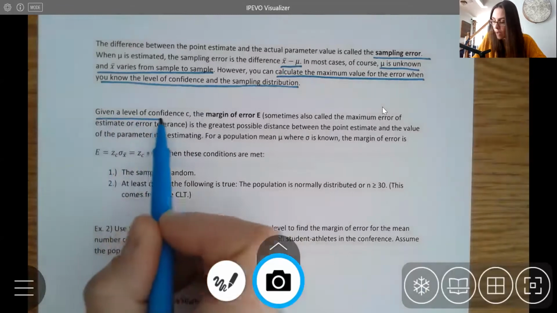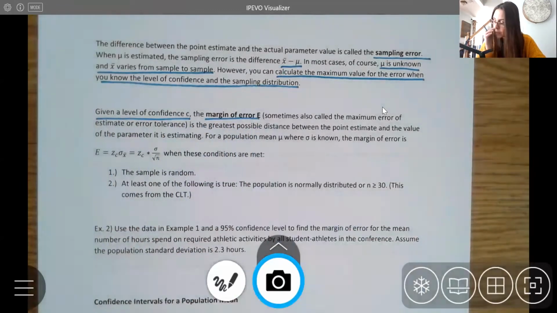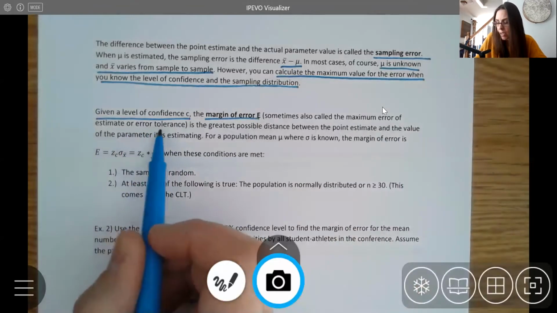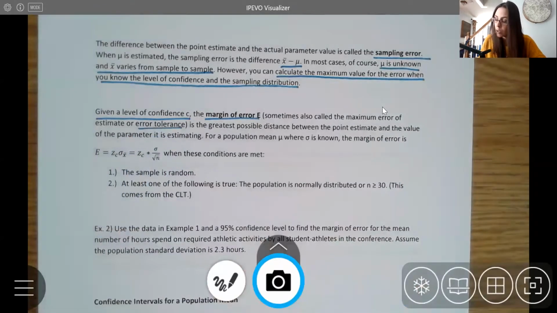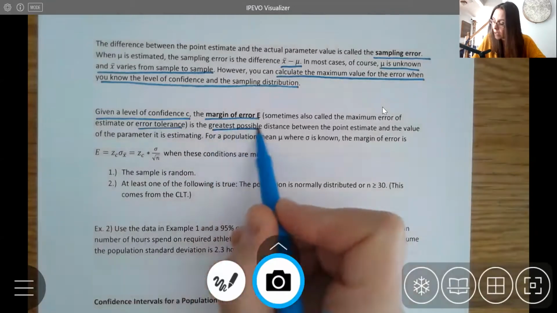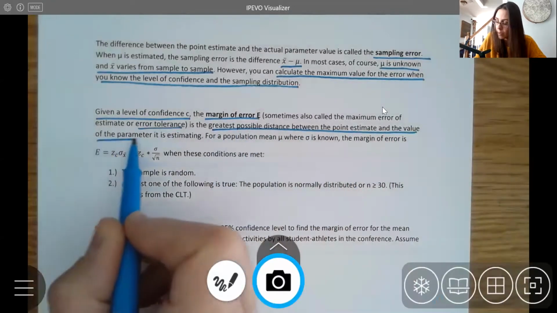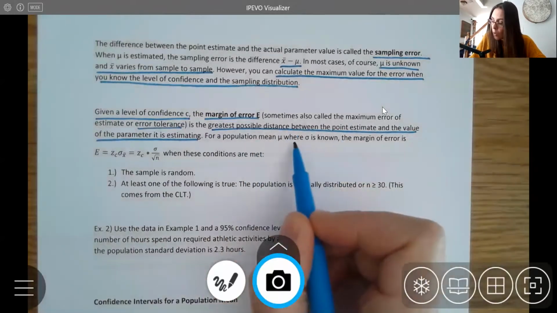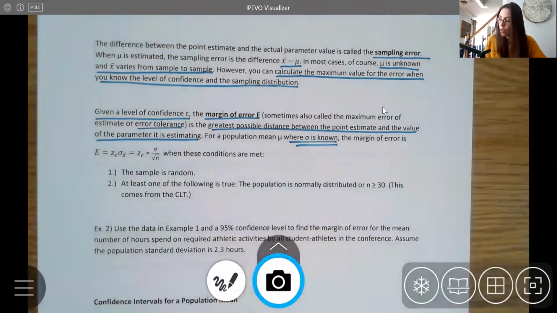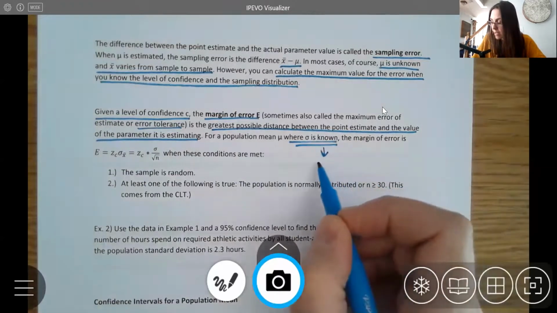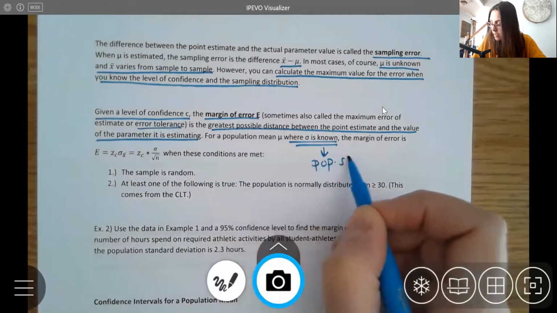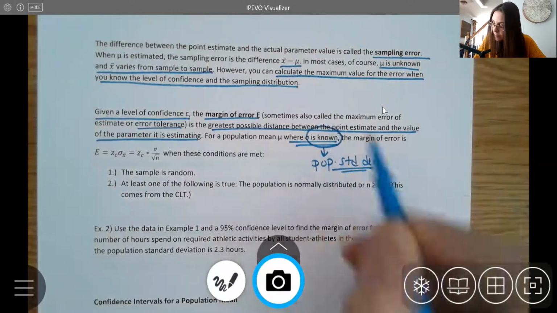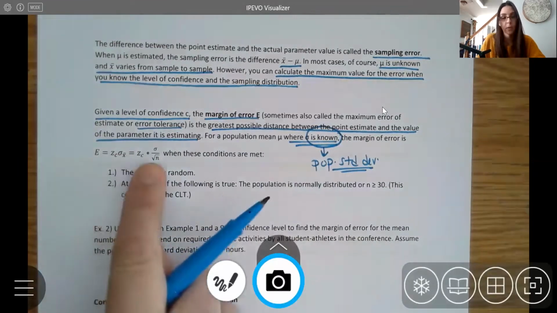So given a level of confidence C, the margin of error, which is sometimes also called the maximum error of the estimate or the error tolerance, you kind of see that one more, is the greatest possible distance between the point estimate and the value of the parameter it is estimating. So for a population mean, when sigma is known, so remember, sigma is the population standard deviation, the margin of error is given by this formula here.